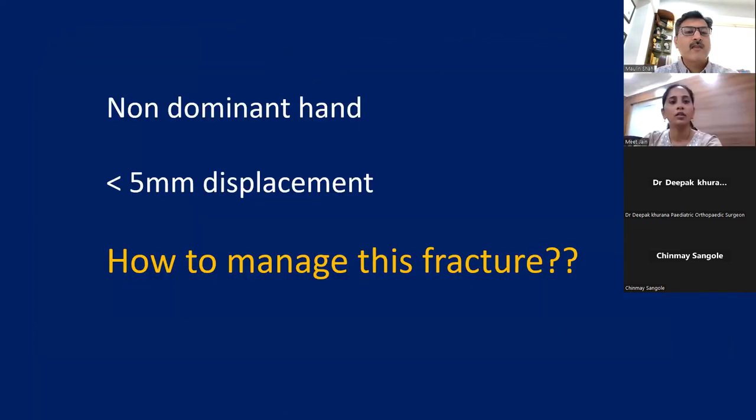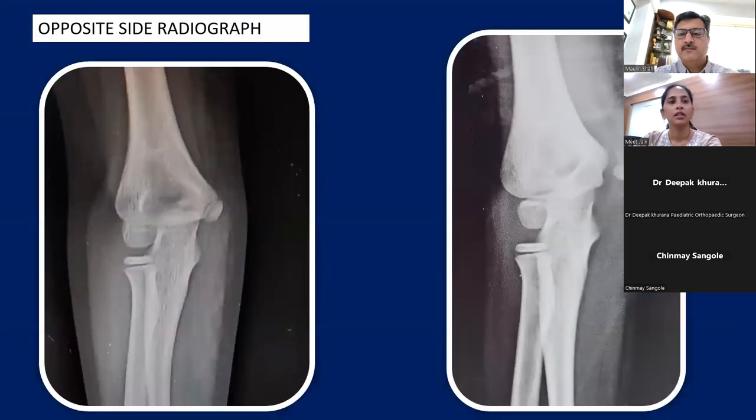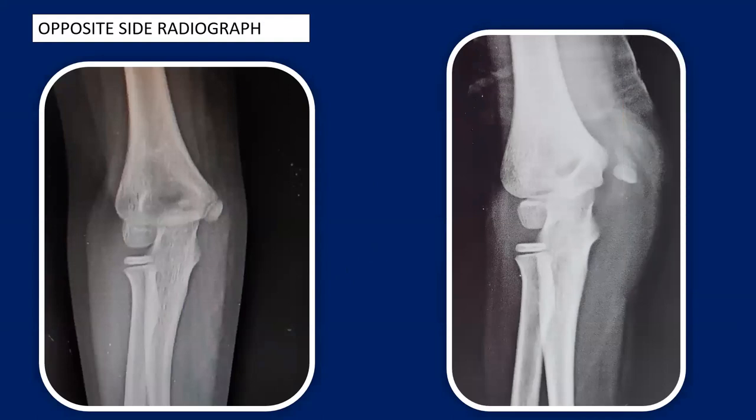So this was a non-dominant hand and a less than 5 mm displacement. So we went ahead and got a contralateral side radiograph. This on the left is of the contralateral side, on the right is of the fracture side. So we got to know that the fragment was rotated. Right. So a comparison view is always right. Now, Deepak, how would you treat it? How would you fix it?